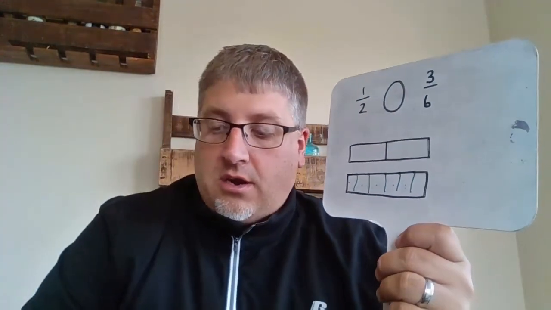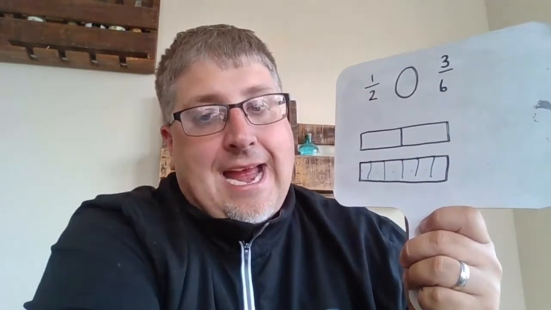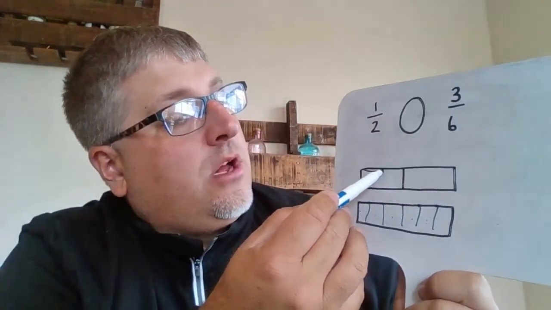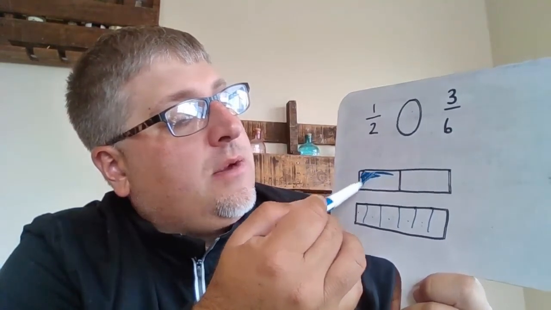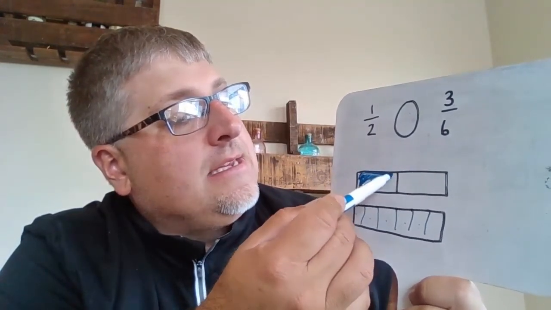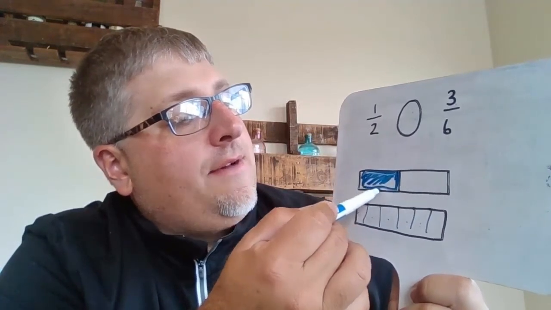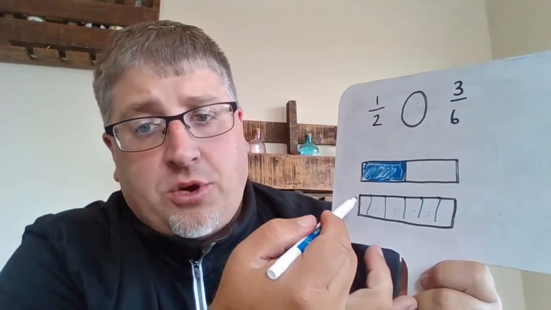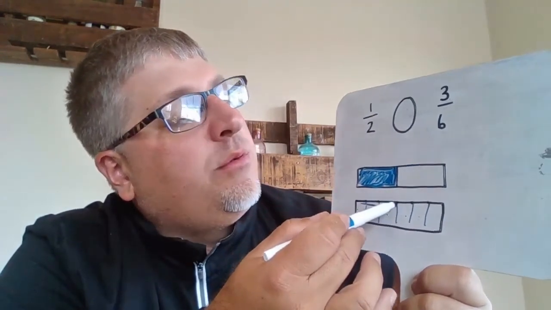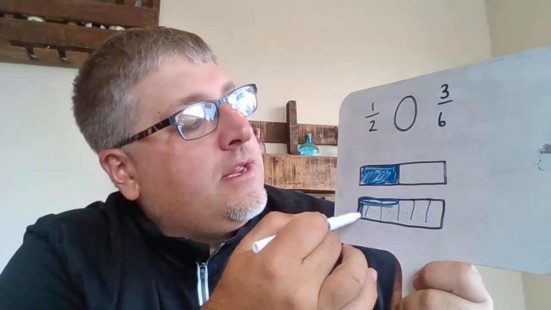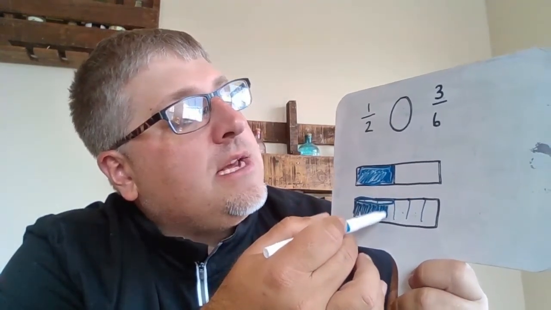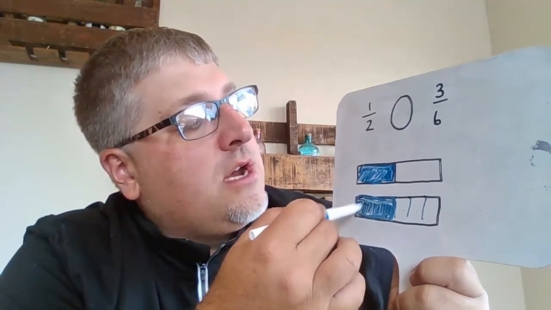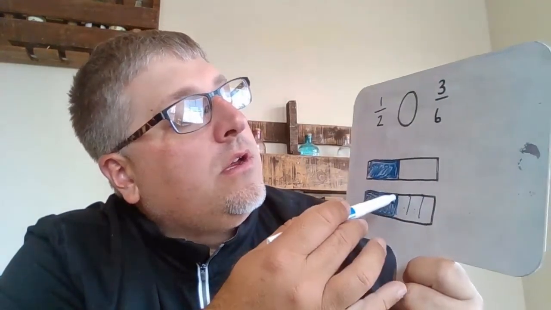Let me trade out markers here. So let's plot that half. When I plot that half, I'm going to color this big portion in right here because that is a half. And then I have to portion out 3/6 here. So 1, 2, 3. I'm going to color in those first. Mr. Thayer is messy today, but that is all right. We're getting the job done, so we are good to go.